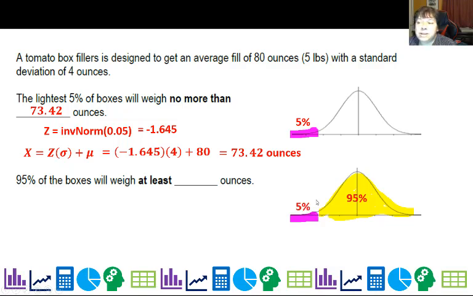It's 5%. So believe it or not, this question has the same z-score. It's kind of asking the same thing as the first question. So since I had the same z-score, I know I'm going to get the same x value, 73.42 ounces. So that can be a little bit mind-blowing that both of these are kind of asking for the same weight.